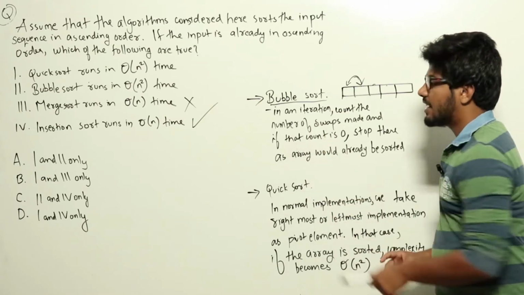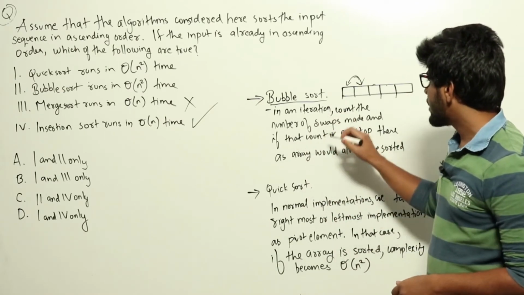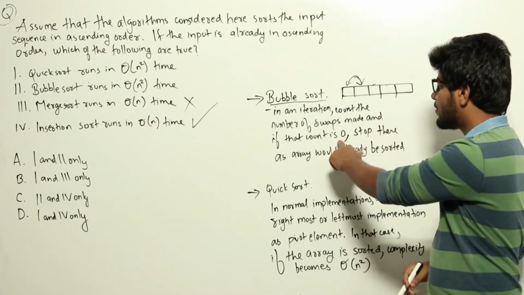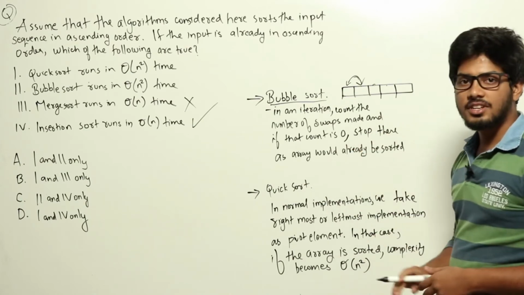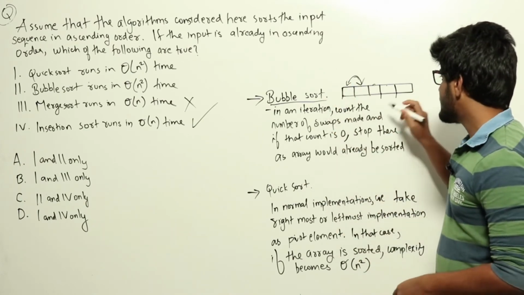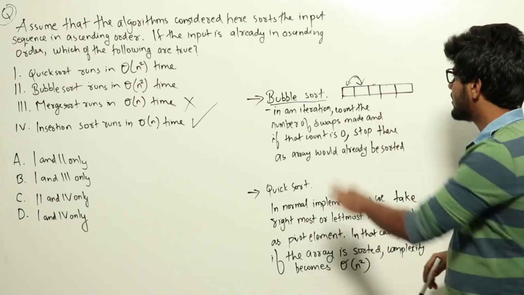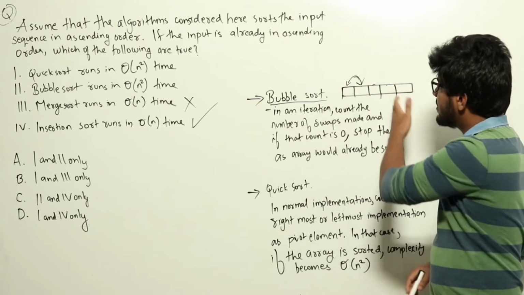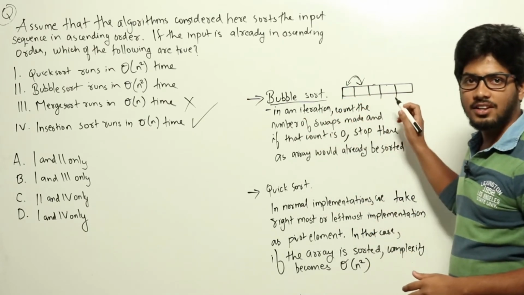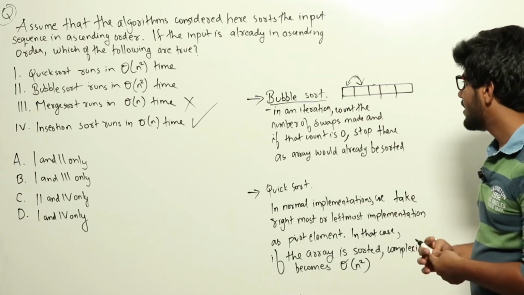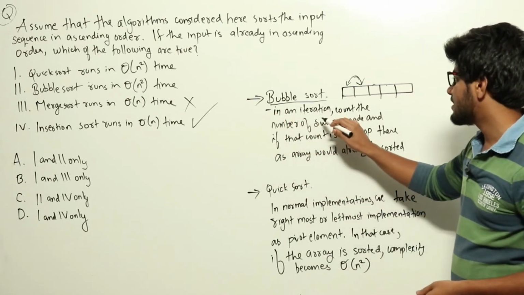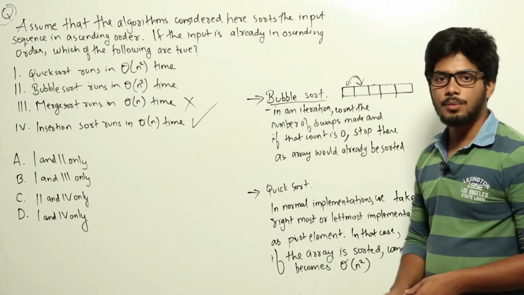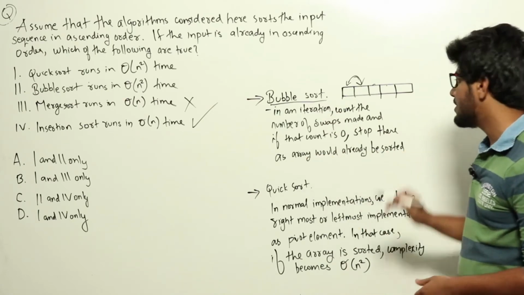But after each iteration of this swapping, if we count the number of swaps made during that iteration, and if that count is 0, then we can stop the procedure there itself. This means that each element is less than or equal to the element to its right side, and if each element in an array is less than or equal to the element to its right, the array is in sorted order. So if the count of swaps in an iteration is 0, we can stop the Bubblesort procedure there itself, as the array would already be sorted.